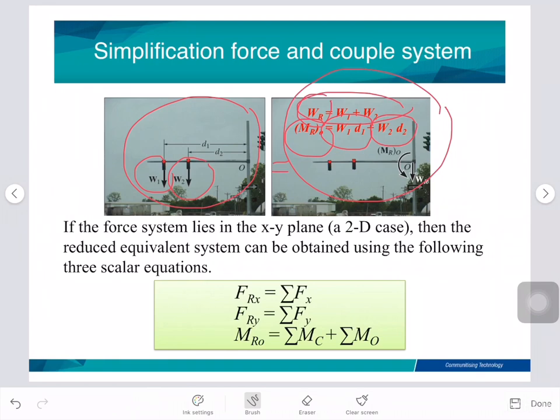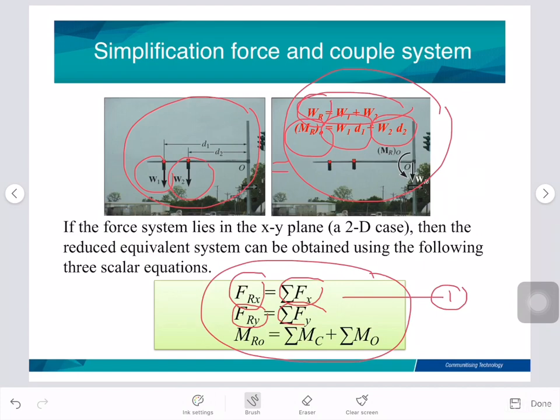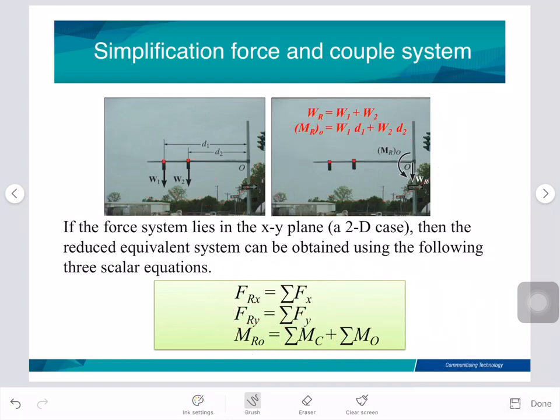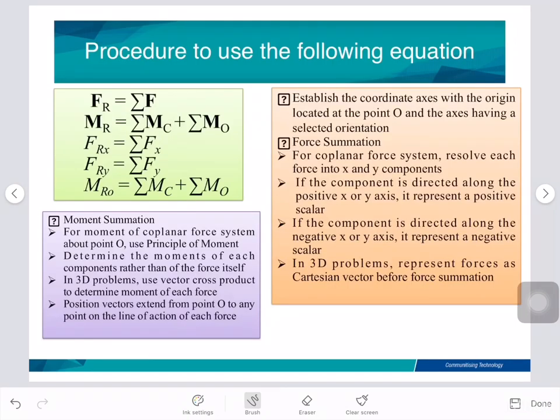So here we can have the three scalar equations. The first one, the resultant force in X is equal to the summation of all force in X. The resultant force in Y is equal to the summation of all force in Y. So this is number 2. And then number 3 is the moment resultant. The moment resultant is equal to the summation of moment couple plus the summation of moment about a force at point O. So this is the summary.